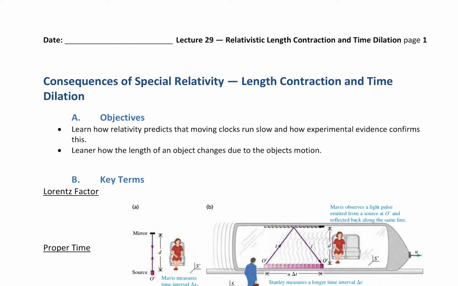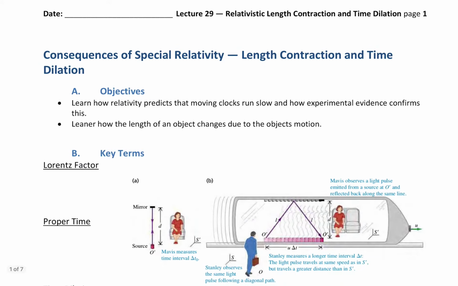We're actually going to show the formulas to make those calculations of length contraction and time dilation. So what are our two objectives? We want to learn how relativity predicts that moving clocks run slow and how experimental evidence confirms this. We also want to learn how the length of an object changes due to the object's motion. It's a very practical approach, because we're looking at the actual problem-solving approach.